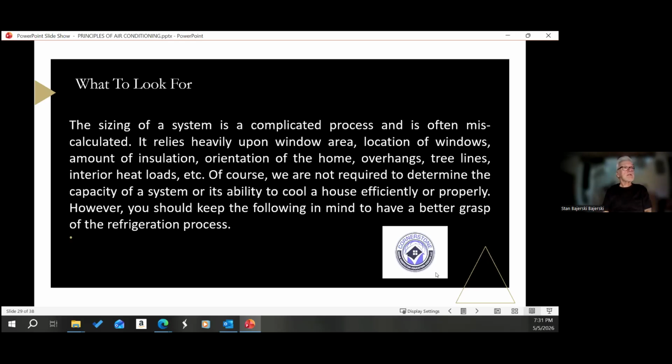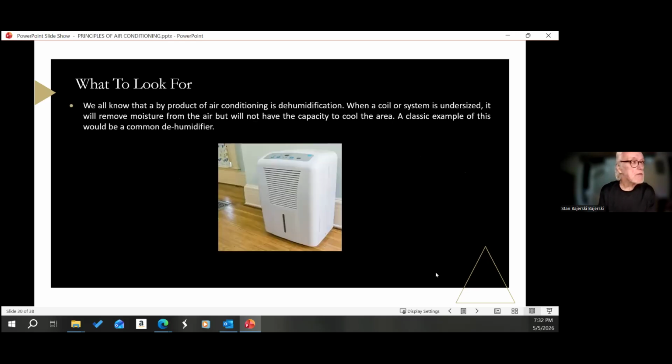The sizing of a system is a complicated process, as I just said, and is often miscalculated. It relies heavily upon window area, locations of windows, amount of insulation, orientation of the house, overhangs, tree lines, interior heat loads, etc. Of course, we are not required to determine the capacity of the system or its ability to cool a house efficiently or properly. However, you should keep the following in mind to have a better grasp of the refrigeration process.